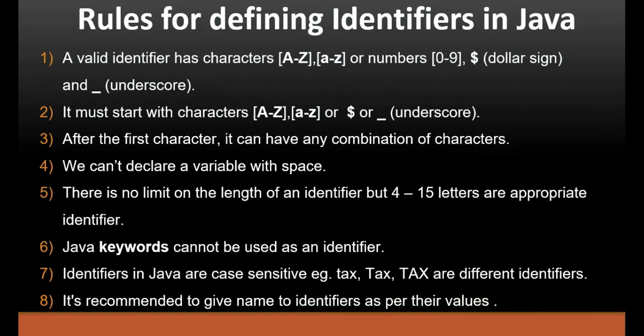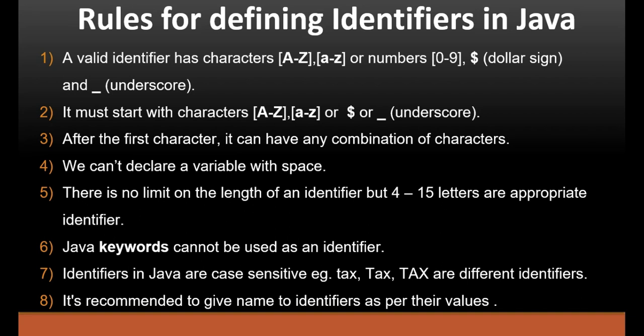Next is rules for defining identifiers in Java. So every language provides certain rules for defining identifiers. If you follow this rule, then your compiler is going to accept that identifier. Otherwise, it is going to throw you error. So here are few rules for naming identifiers.